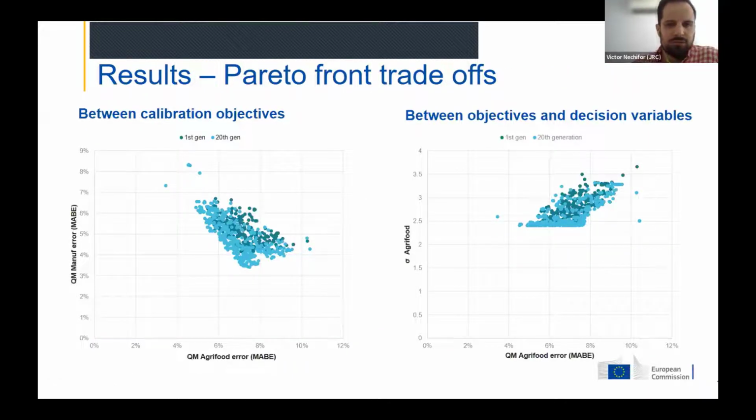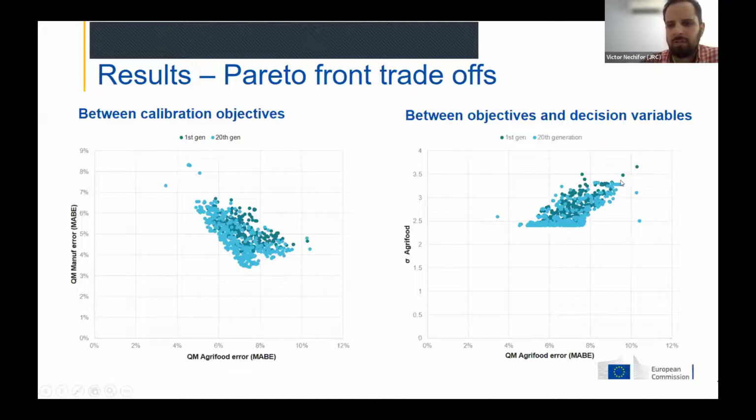Now, this first set of results shows how the iterative process works, to give you a bit of a flavor. We see here the Pareto fronts that are constructed in the first iteration, and then at the 20th generation, so after 20 iterations, how the points change. These are the mean bias errors of import quantities for manufacturing and agri-food. Because we have 4 objectives, obviously it's not going to be a nice curve, because the Pareto front becomes 4-dimensional. But what we can already see is that there is a trade-off between these 2 errors, but also that the overall errors manage to decline. So our points get onto a lower level when we go to the 20th generation.